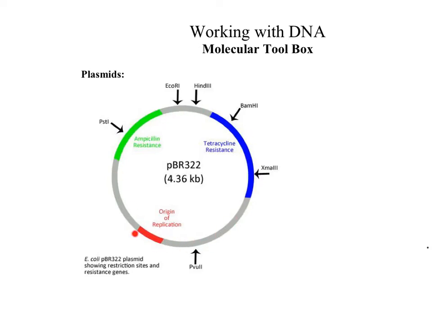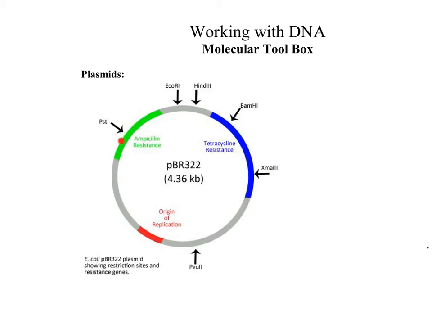We take the gene of interest that we want to mass produce in E. coli, and we insert it somewhere in the plasmid. Usually there's a polylinker site where there are a lot of different snipping points where you can snip the plasmid apart and insert a gene into it. The snipping comes about through these things that I'm showing you here: PstI, EcoRI, HindIII, BamHI, XmaIII, PvuII. These are all examples of restriction endonucleases, which I'll tell you about in a minute, and which are also part of the molecular toolbox.